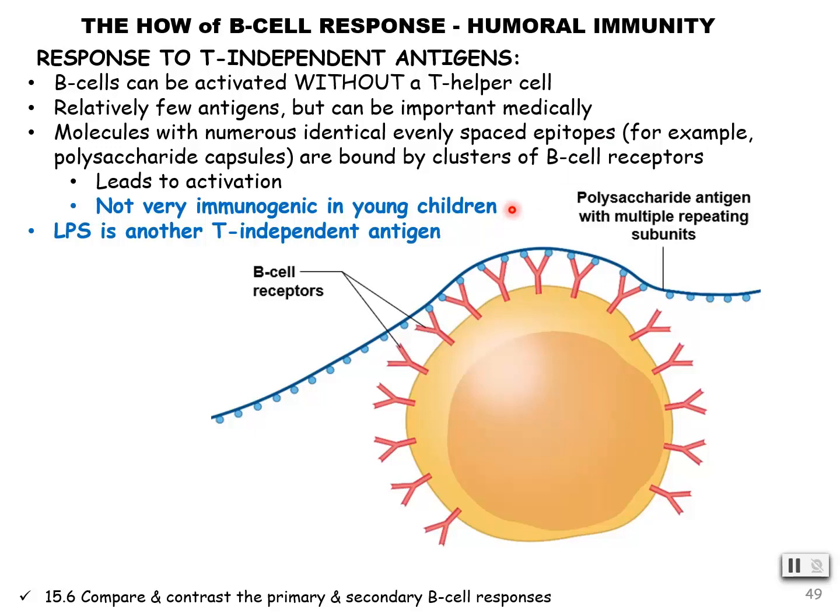The thing is, small children, young children, they are not capable of mounting this T-independent response. And so it's just another one of those reasons why children are in that immunocompromised group. They haven't built up their adaptive immunity, and then two, they're not capable of that T-independent antigen response.